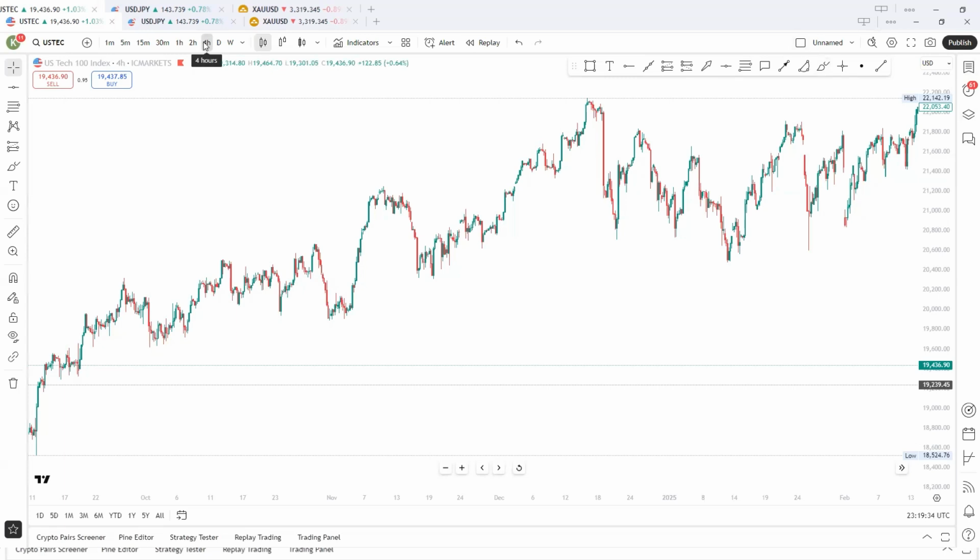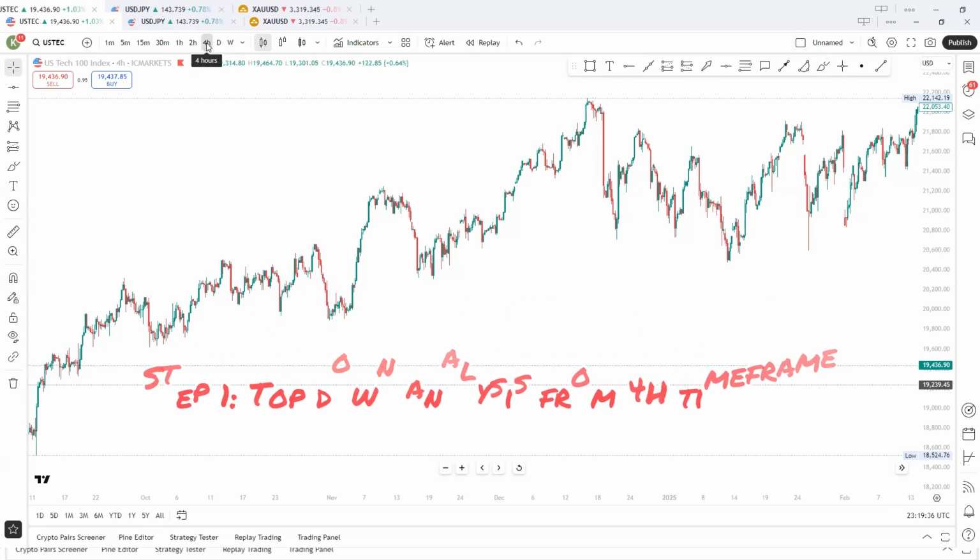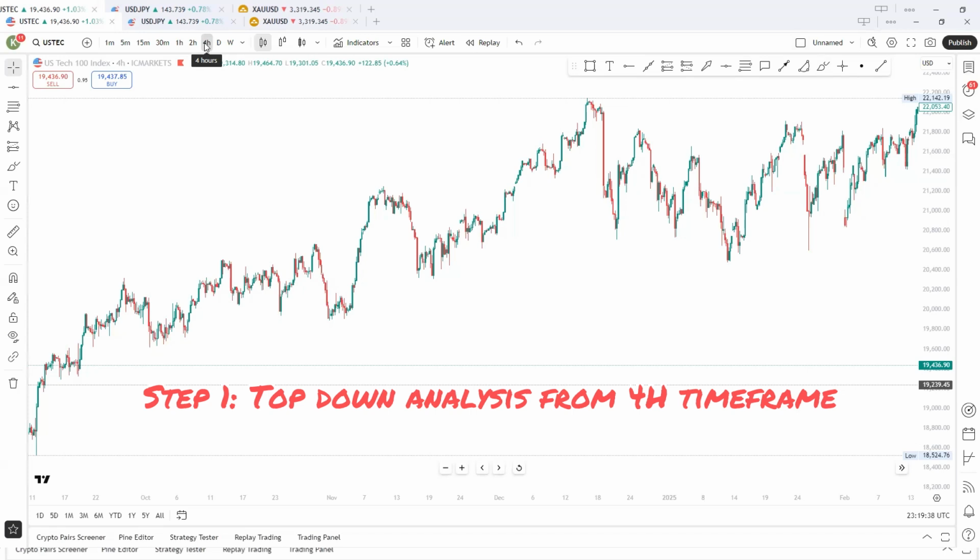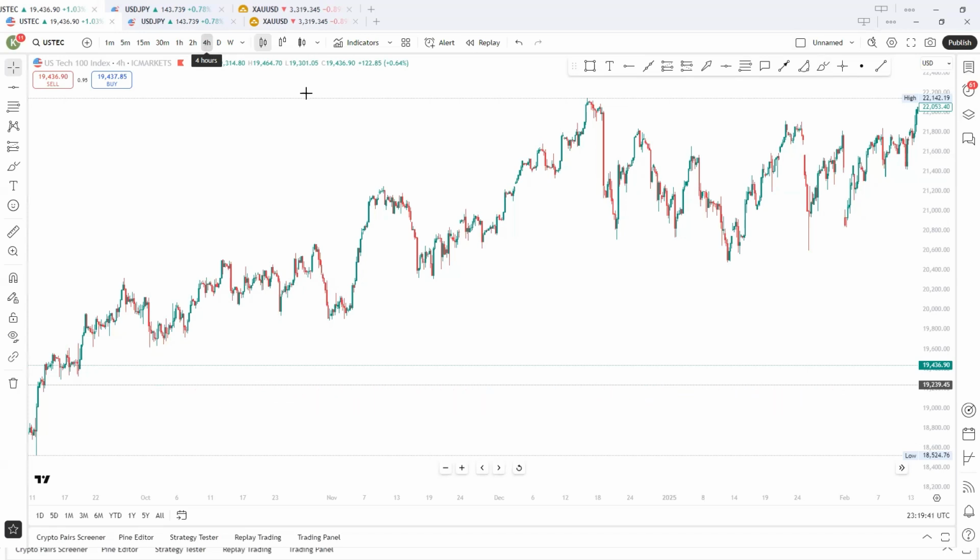Now, I love starting with the 4-hour time frame. One of my favorite things to say is when in doubt, we zoom out. When we zoom out, this is really to find the higher time frame structure. You can either start with the daily or you can do this on the 4-hour. I generally do it on the 4-hour charts. And what I'm looking for is I'll be marking out major support and resistance zones.